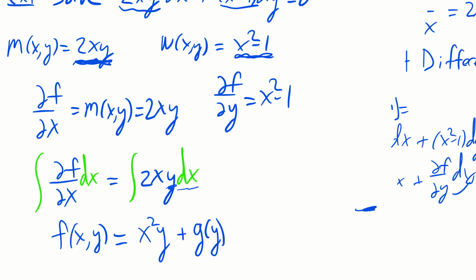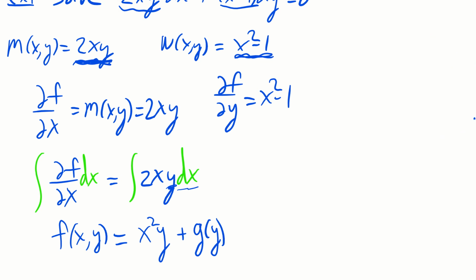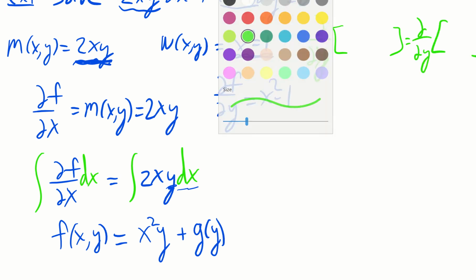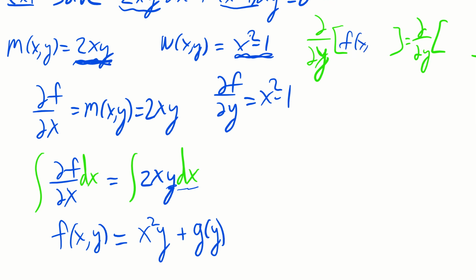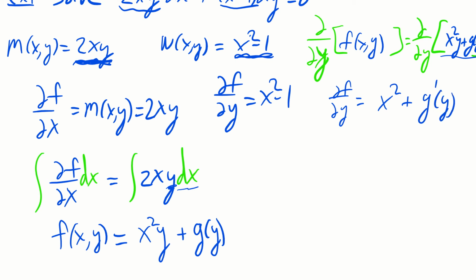And now, in order to solve for g of y, we integrated this expression with respect to x, and we're now going to differentiate it with respect to y. So I'm now going to take my last expression we had here, and we're going to take the partial with respect to y. So partial f partial y. If I do the derivative of this thing with respect to y, that's going to give us x squared plus g prime of y. But remember, the partial of f with respect to y is simply equal to N of x comma y.